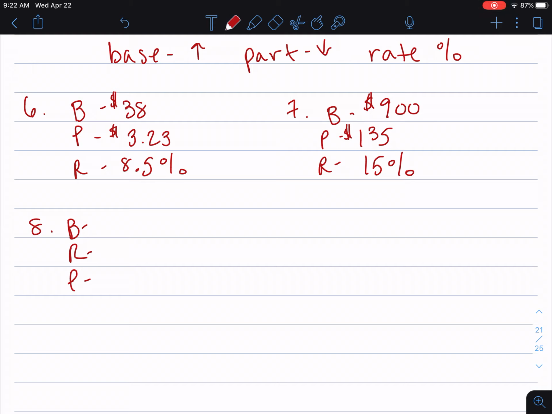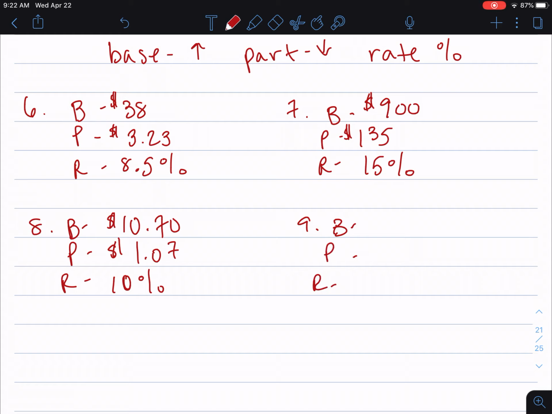Okay, so the base is the big value, which is the $10.70. The part is the small value, which is the $1.07. And the rate, once again, has the percentage, 10%. So number 9. Oh, and I got my letters confused here. It says part, and this is rate. So I wrote it wrong over here. Part, and this is rate.